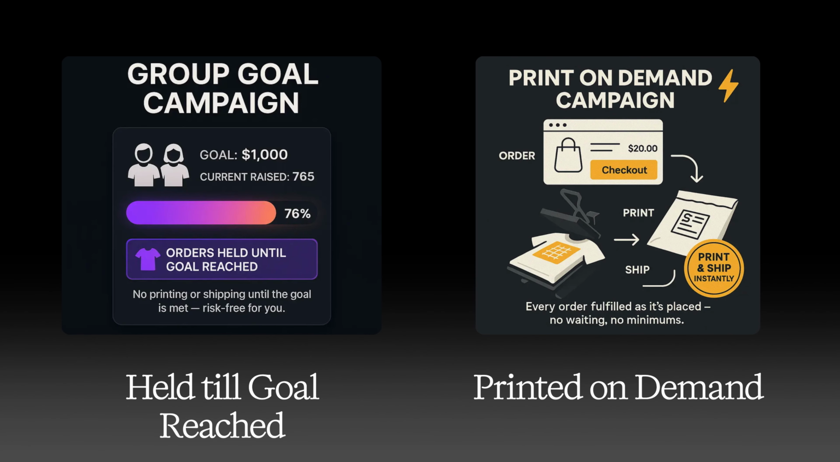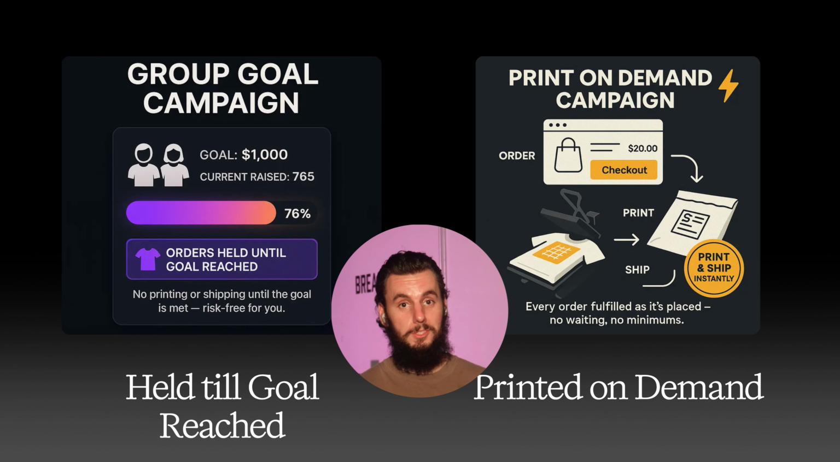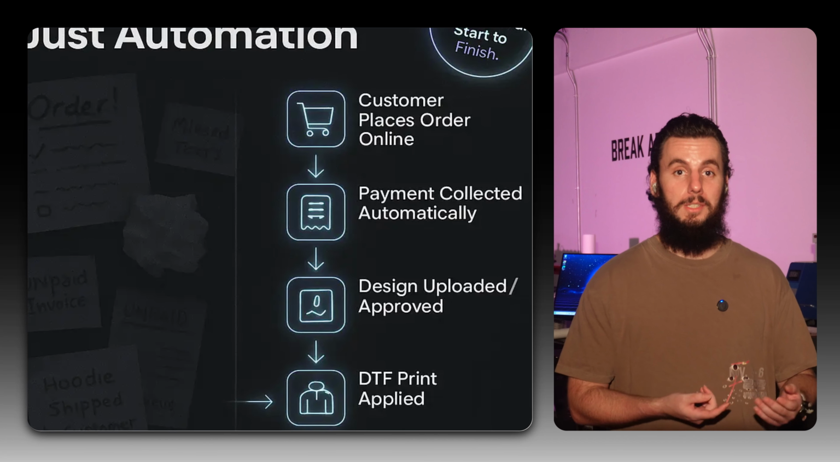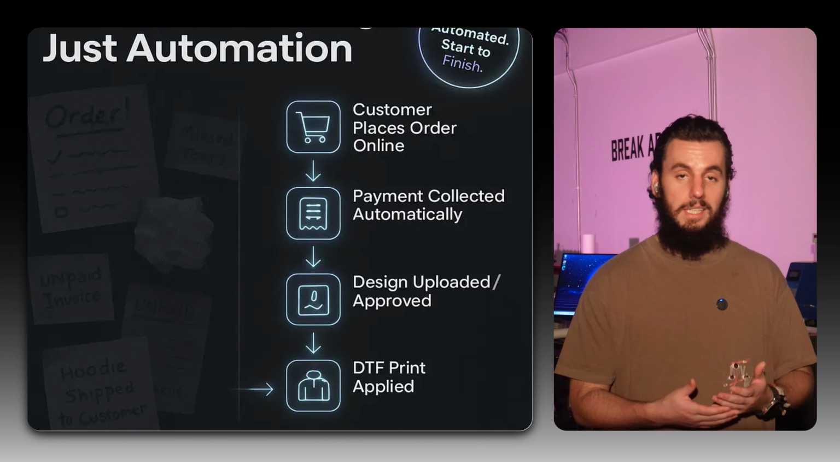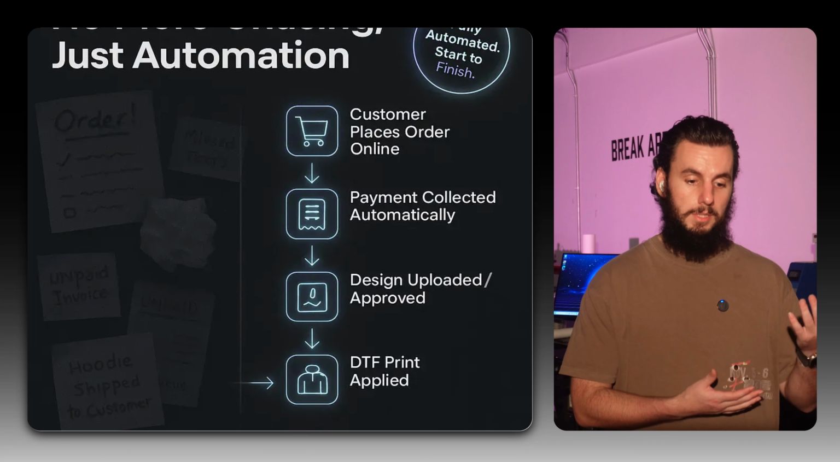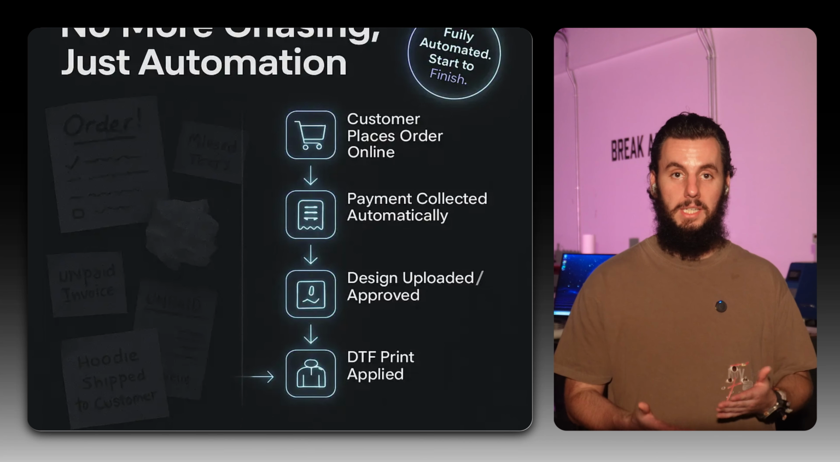And you decide if you want those orders to be held for a goal, so they have to reach $1,000, or you want them to be printed on demand. And did I mention that with this, you don't even have to do any of the managing on the order? So no more ordering shirts, figuring out the most effective size to get all of the designs on the gang sheet. No more chasing payments or trying to decipher notes that were handwritten a week ago. It automates the entire process end to end, from collection to the customer actually getting their finished hoodie in the mail. All of that is automated.